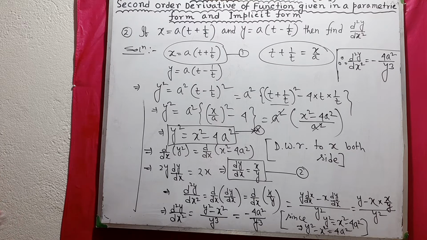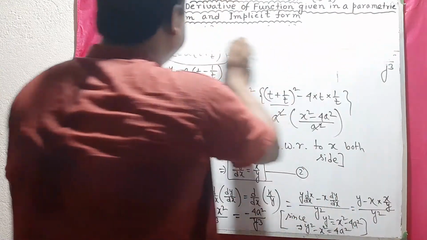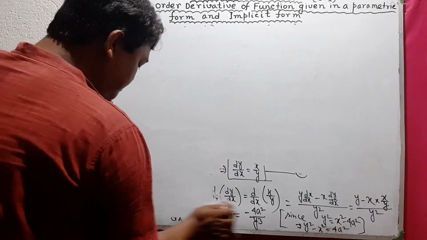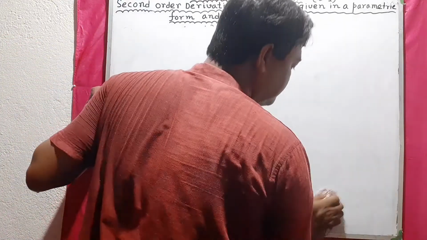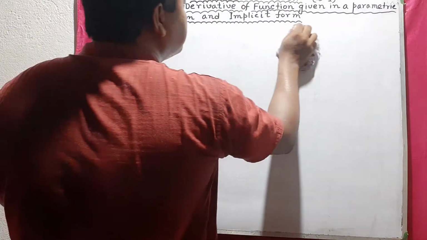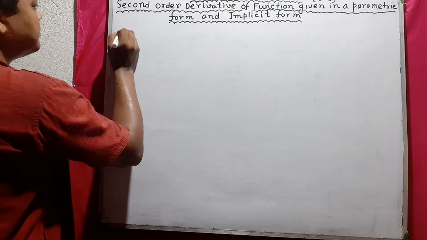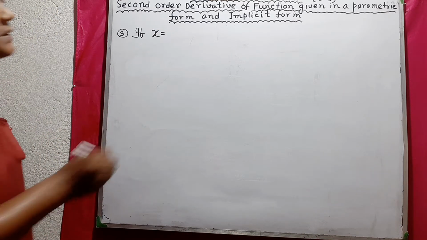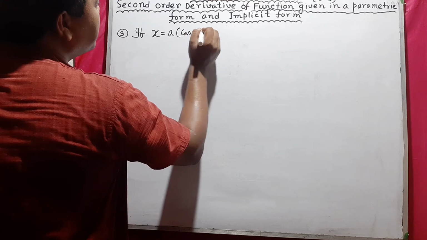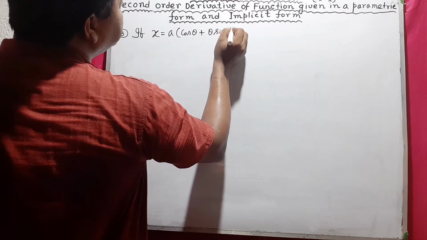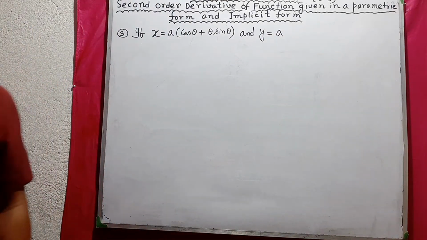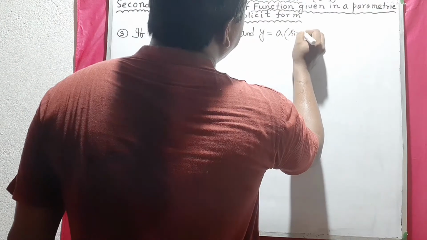Another problem, let me erase this part. So problem number 3: if x equals a into cosine theta plus theta sine theta, and y equals a into sine theta minus theta cos theta.